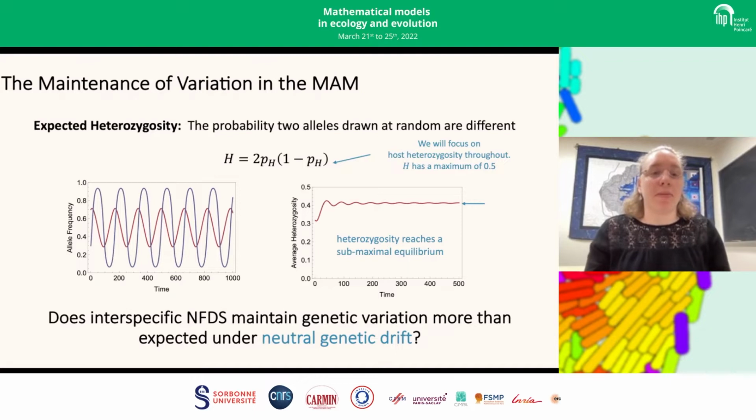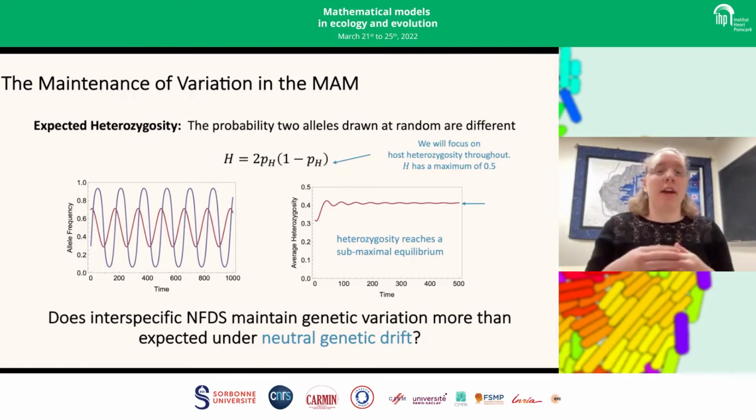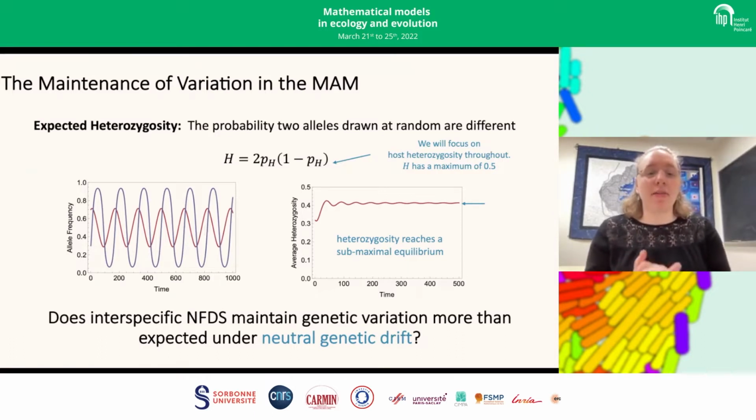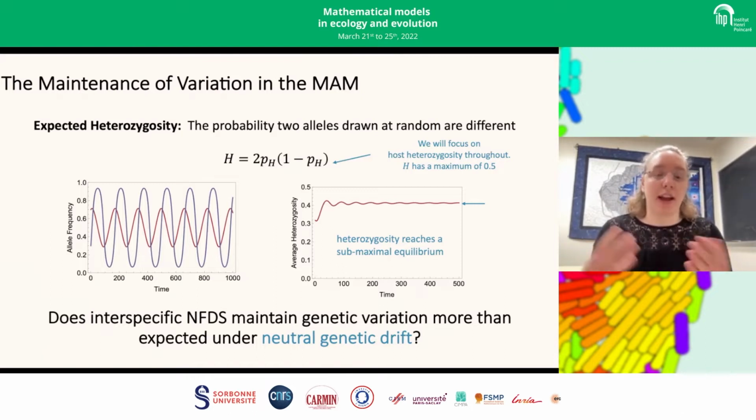So despite the fact that you are cycling around an allele frequency of a half, that is the highest amount of heterozygosity that you could possibly have, this average heterozygosity in the population never reaches a half. So this begs the question, does interspecific negative frequency dependent selection actually maintain genetic variation? And in particular, we need to ask a very specific statistical hypothesis that has a null hypothesis in it, where we want to ask, does negative frequency dependent selection maintain more genetic variation than expected under neutral genetic drift?